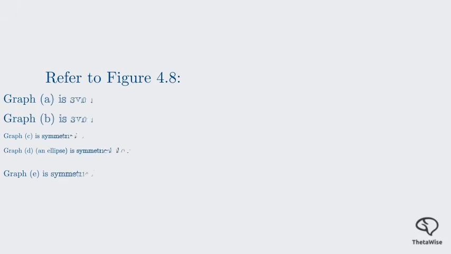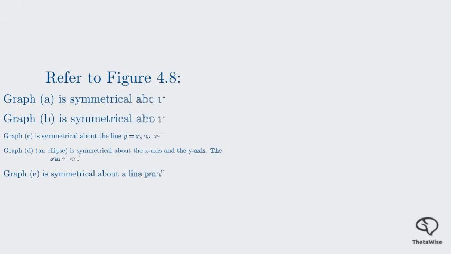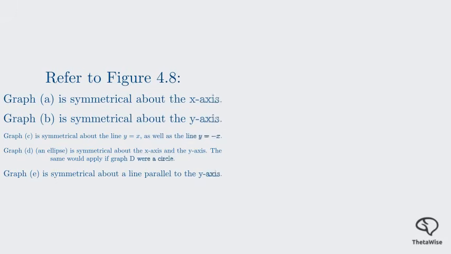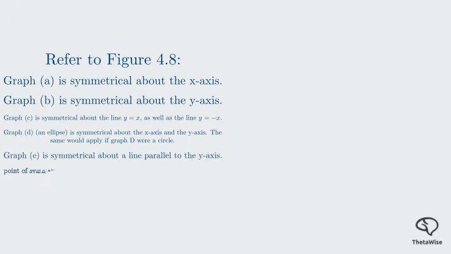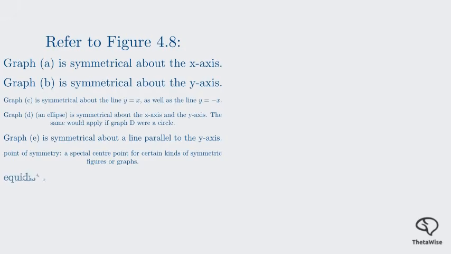Let's revisit the first page with Figure 4.8. The accompanying text gives several examples of symmetry. Let's read through these. Remember, we don't have graphs A, B, or C in this specific document, so we'll focus on the descriptions for those. First, the text defines two key terms. It mentions a point of symmetry. This is the same as the center point for rotation we discussed earlier. It also defines equidistant as meaning the same distance from something. We'll use this idea to analyze symmetry more deeply.